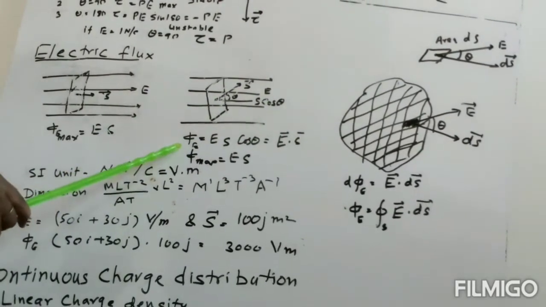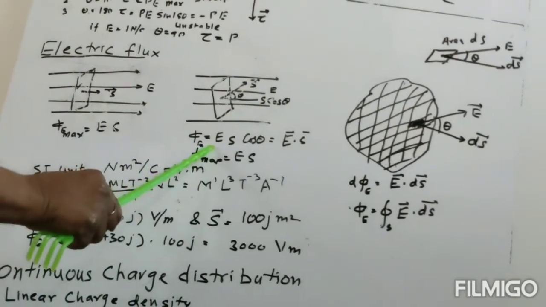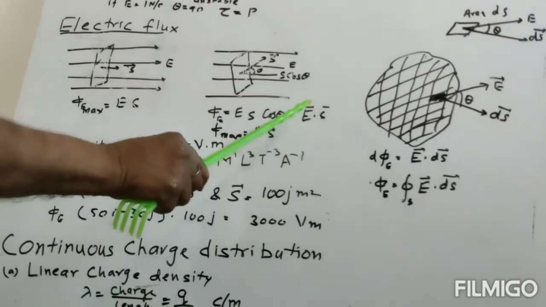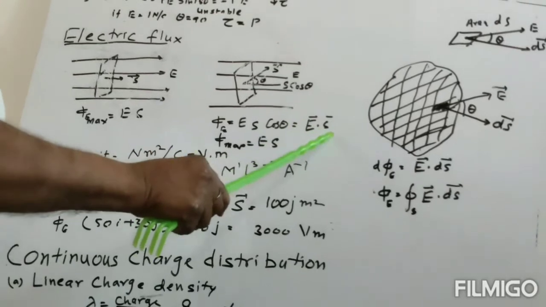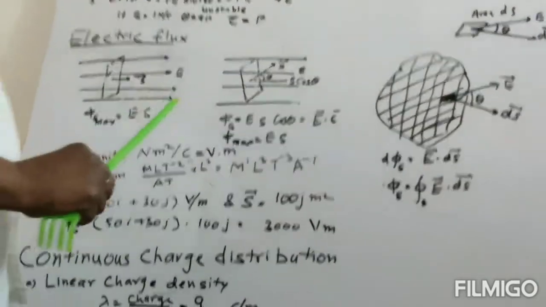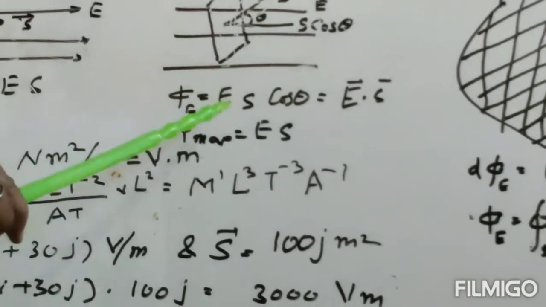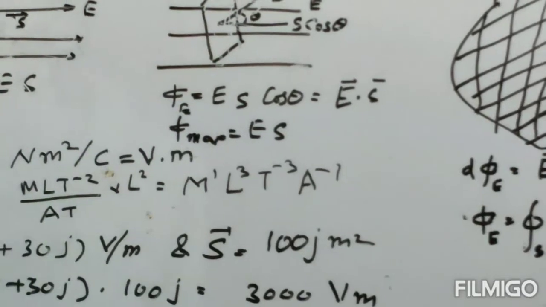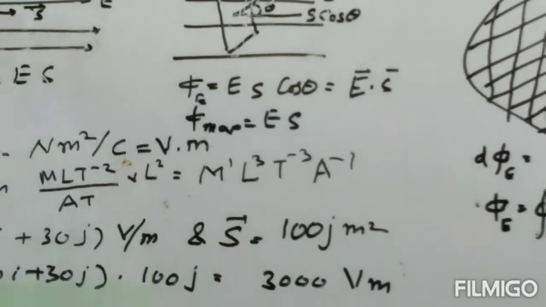Therefore, the electrical flux phi E will be equal to E into S cos theta, or this is equal to E dot S, or the maximum value of this will be equal to E into S when theta is equal to 0.